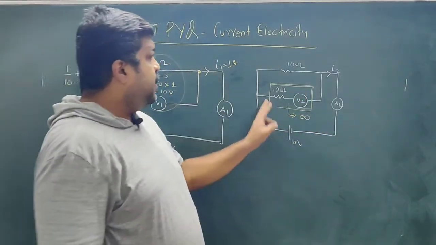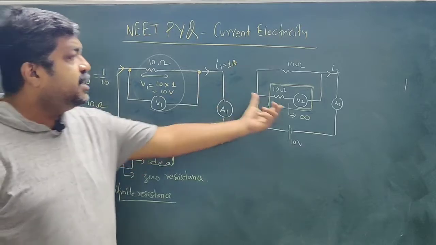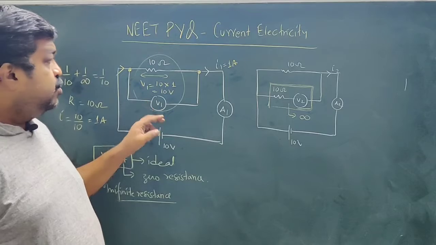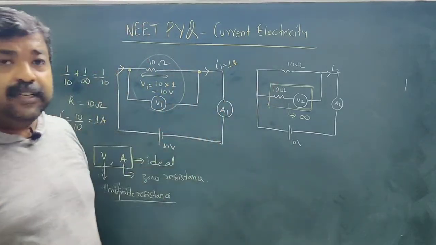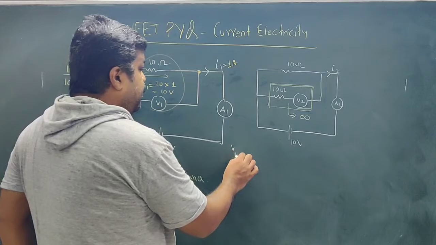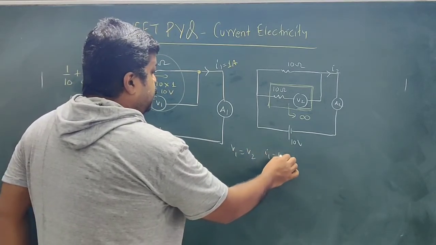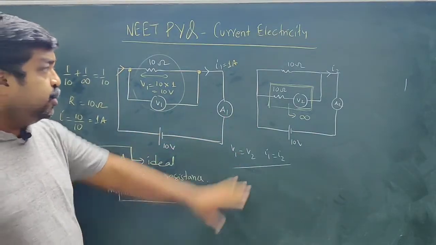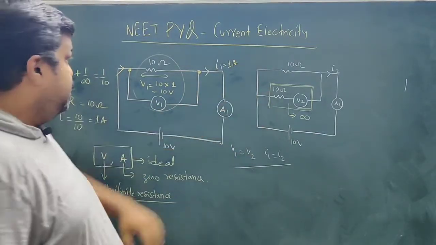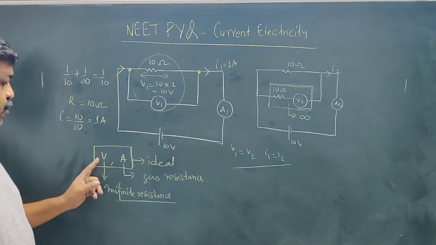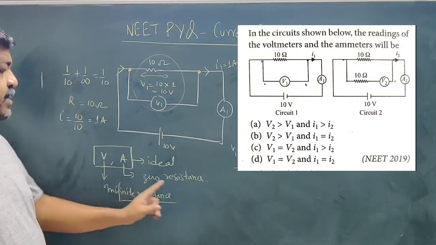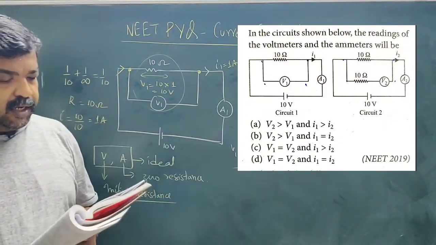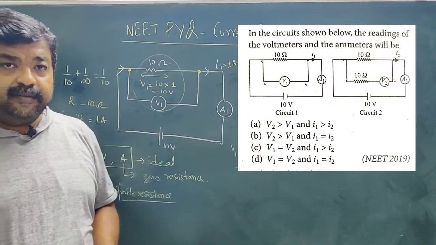If the resistance of this part is infinity, this circuit and the other circuit are similar. So for this also you will get the same kind of results. That means V1 is equal to V2 and I1 is equal to I2. I hope this concept is clear to you. The entire process of solving this question is based on the fact that an ideal voltmeter has infinite resistance and an ideal ammeter has zero resistance. So for this question, option D is the correct answer.